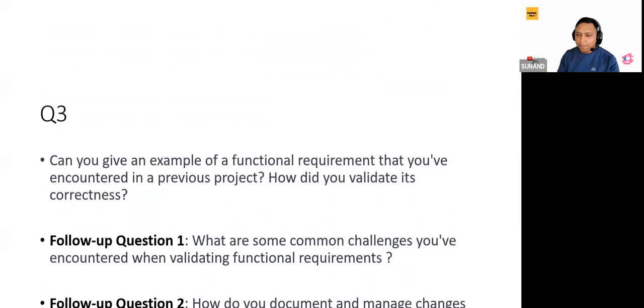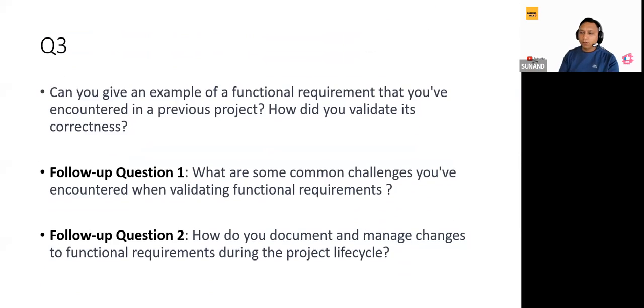Let's move on. Okay, can you give an example of a functional requirement that you have encountered in a previous project? How do you validate its correctness? And then a few follow-up questions. Okay.